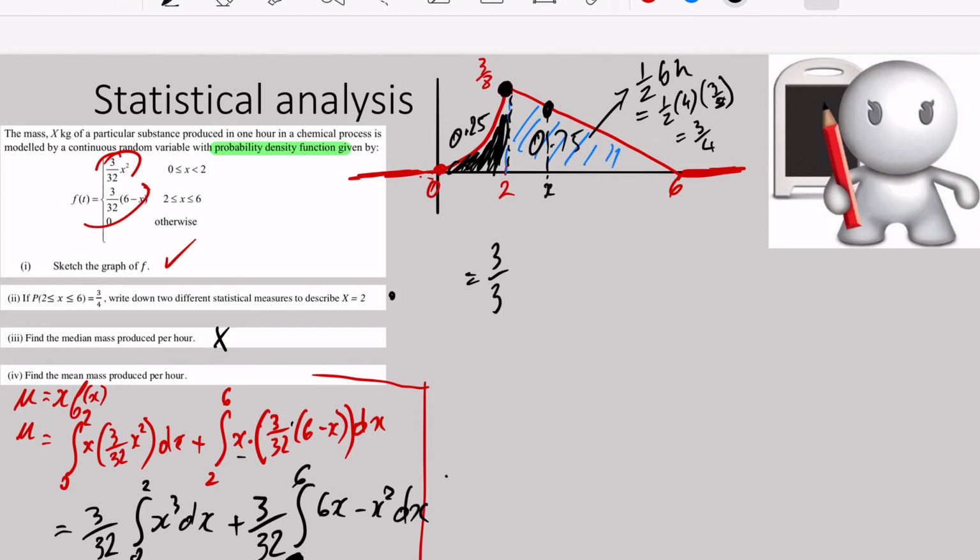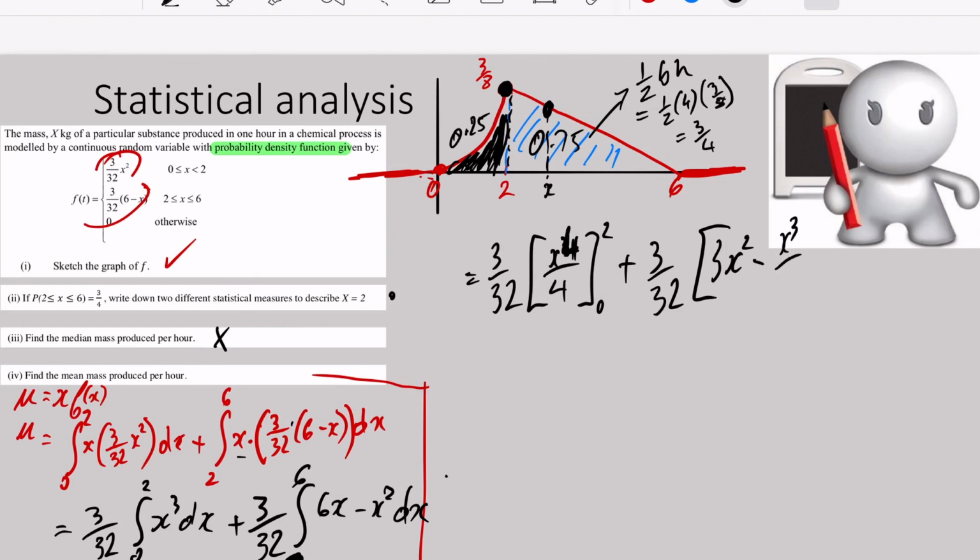So 3 over 32, and we're after the integral of x cubed. So it's x to the power of 4 on 4. And we're going from 0 to 2. All right, plus 3 over 32 multiplied by the integral of 6x, which is 6x squared on 2. So let's go 3x squared. And the integral of x squared is x cubed on 3. Now this integral, we're taking it from 2 to 6. All right, now it's just a matter of substitution.